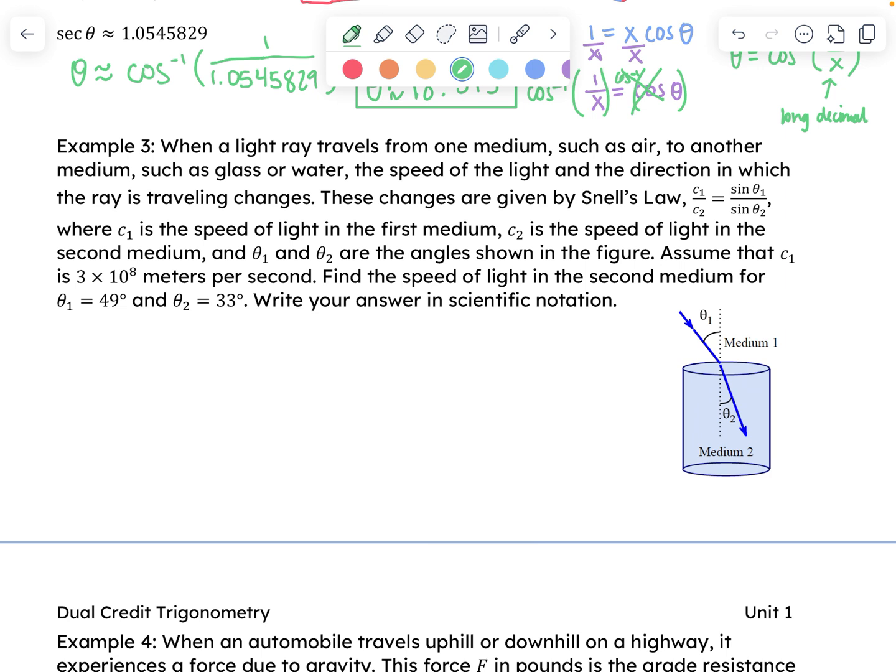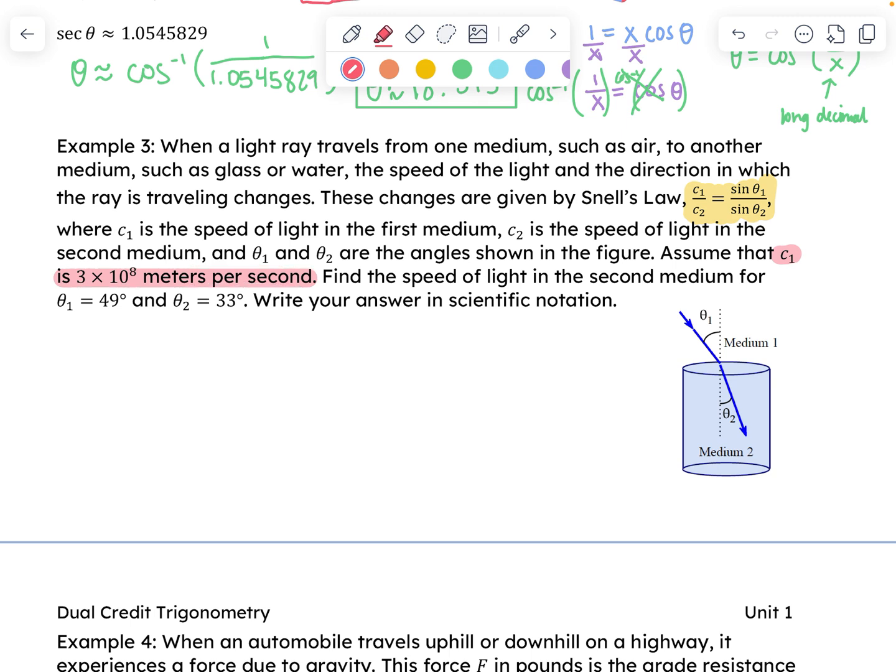The speed of the light and the direction in which the ray is traveling changes. These changes are given by Snell's law, which is this equation right here. C1 over C2 is equal to sine of theta 1 over sine of theta 2, where C1 is the speed of light in the first medium, C2 is the speed of light in the second medium, and theta 1 and theta 2 are the angles shown in the figure. Assume that C1 is 3 times 10 to the 8th meters per second.